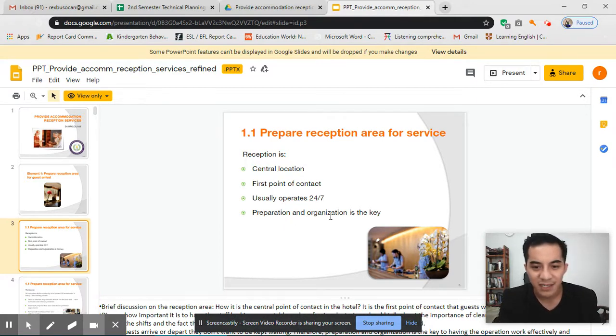Preparation and organization is the key. So yes, if we are prepared, then we can always impress the guest, because if ever we're not prepared with the information that we need, we might give bad service. Okay, that's why it says here, preparation and organization is the key. So we need to be prepared and organized in giving information and in storing information for efficiency and convenience.